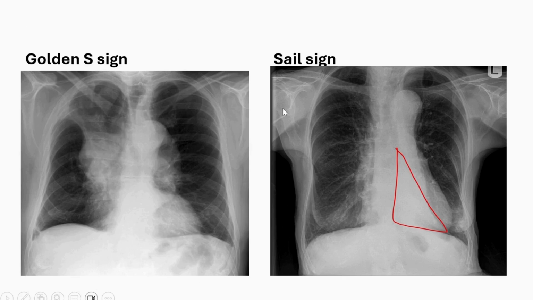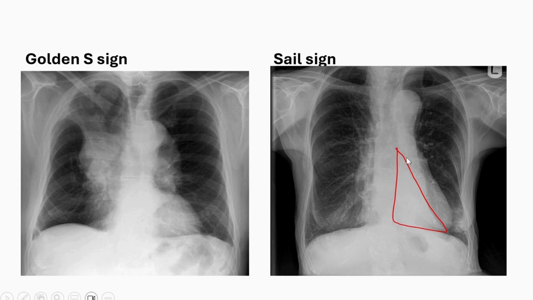Now another is the golden ear sign. This sign is due to the hilar mass, or mass in the hilum, causing the obstruction of the upper lobe segmental bronchus, mostly on the right side, and due to the collapse of the upper lobe there is the pulling of the horizontal fissure forming the reverse S shape. So it is also called the golden ear sign or reverse S sign. So this is the sign of the right upper lobe collapse due to the hilar mass.